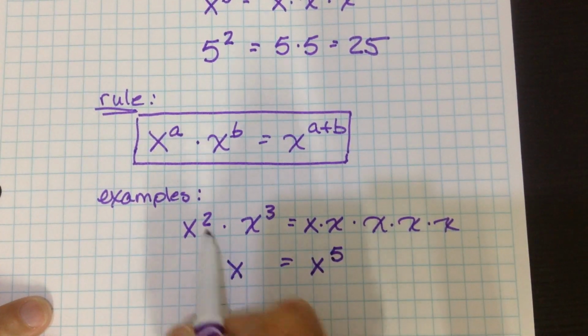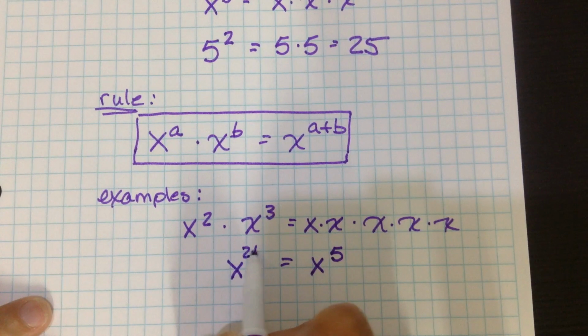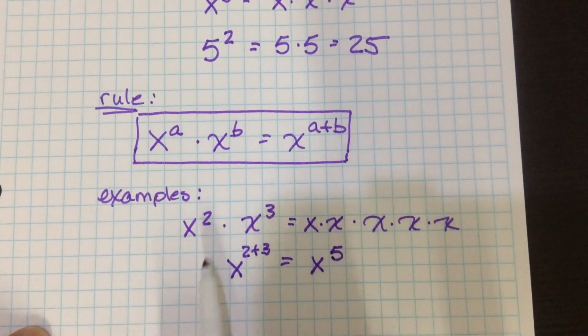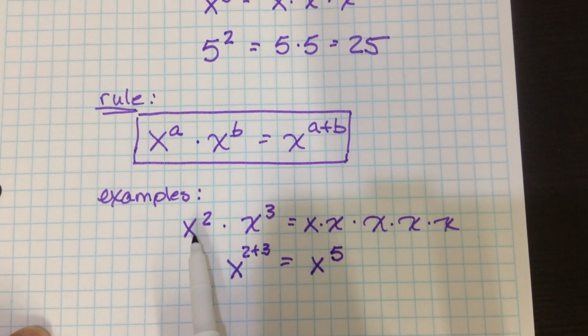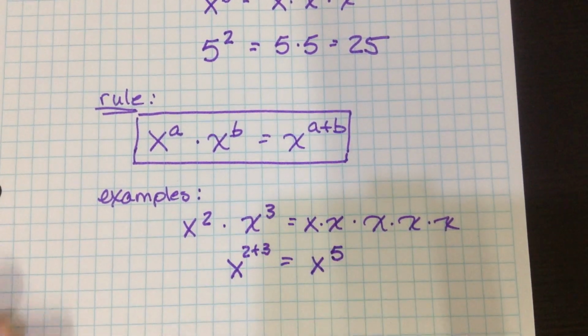And if we notice, on this side, we could just add these exponents. So what we're actually doing is we're counting how many x's are being used and multiplied together. 2 here times 3 more here means we have 5 x's multiplied together.